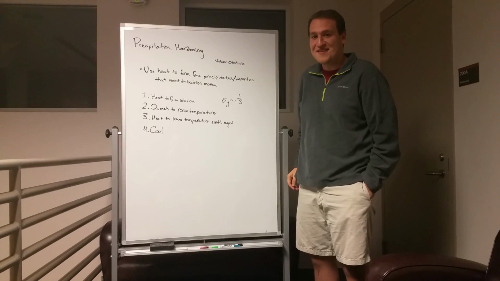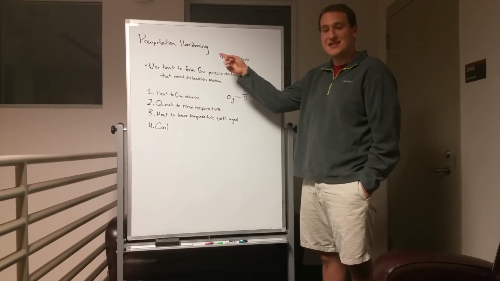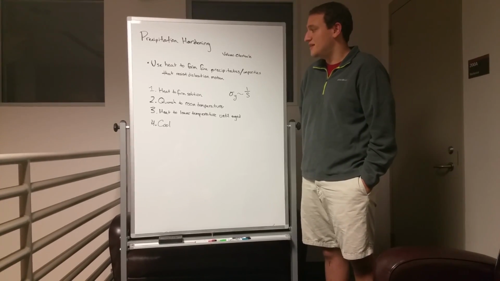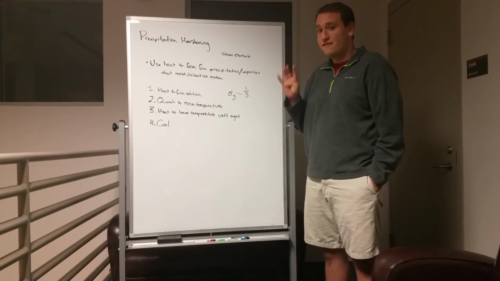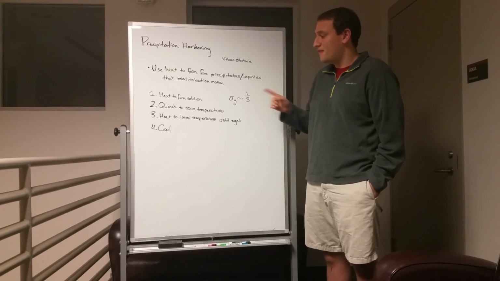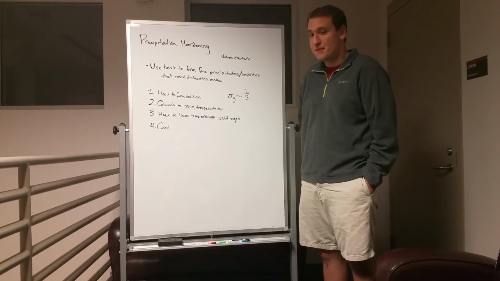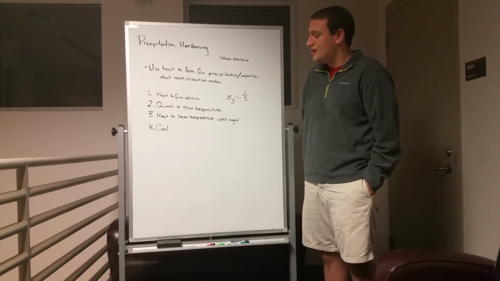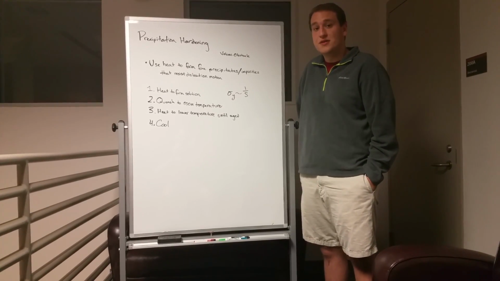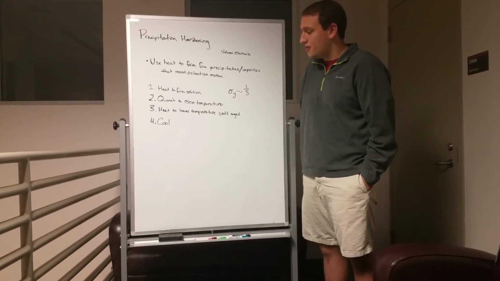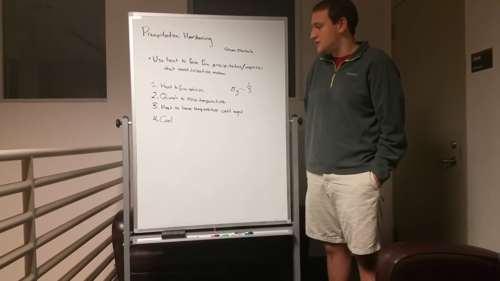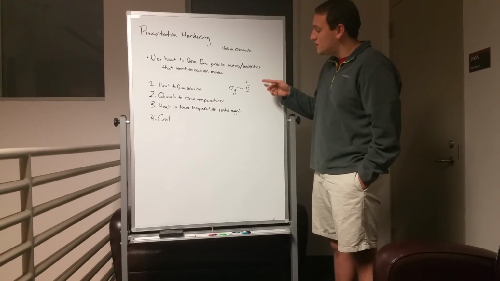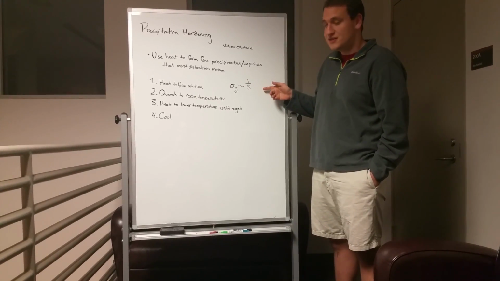Thanks, Matt. I'll take it from here for our fourth and final method, precipitation hardening. This method uses heat to form fine precipitates and impurities that resist dislocation motion. There are 4 steps to this method. The first is to heat until the solution is properly formed. The second is to quench until room temperature. The third is to heat to a lower temperature until the metal is properly aged. And the fourth is to cool it back down to room temperature. From this equation, we can see that yield strength is proportional to 1 over the distance between precipitates.